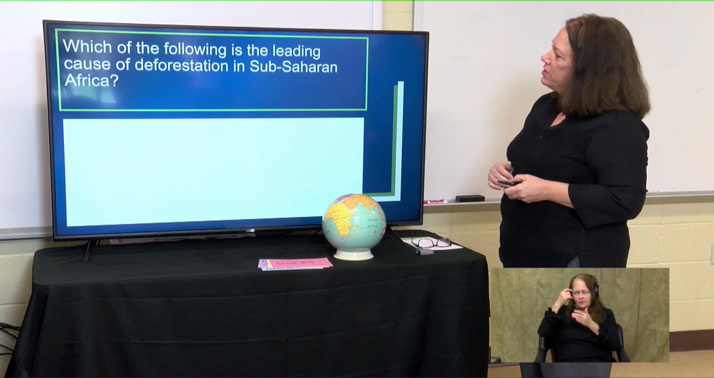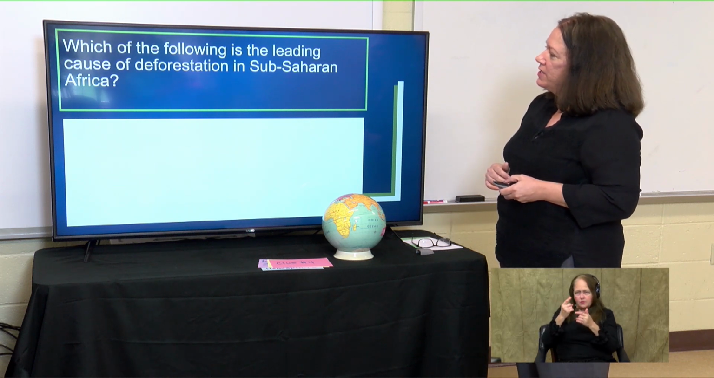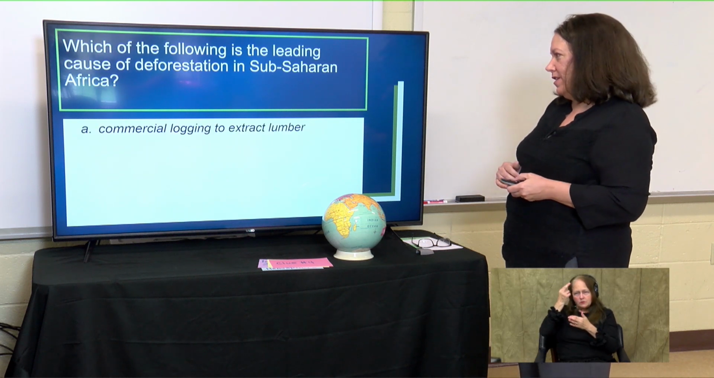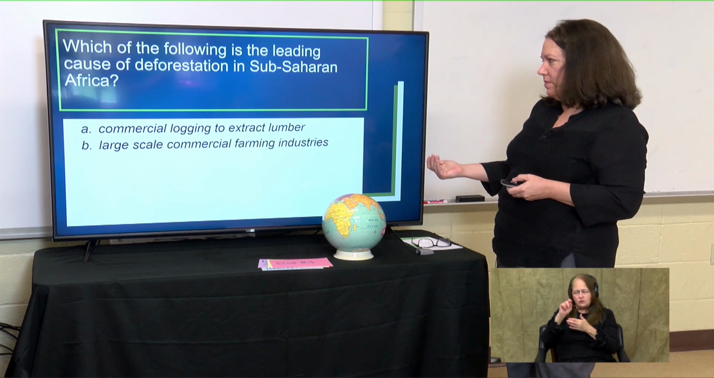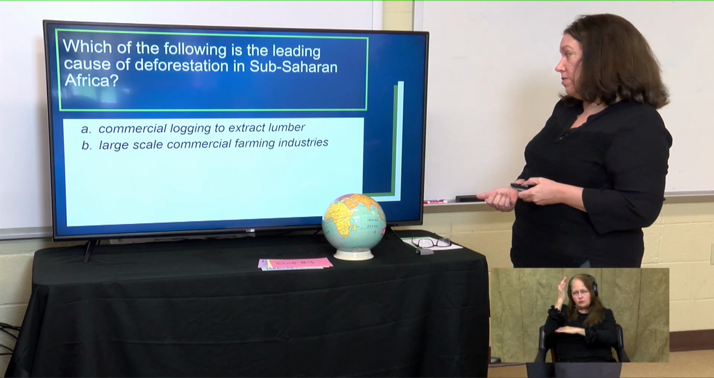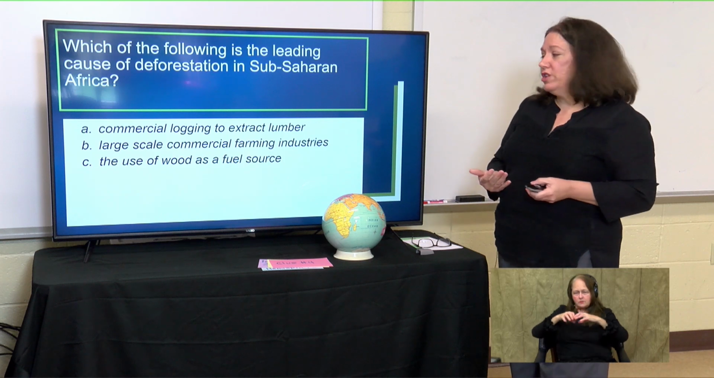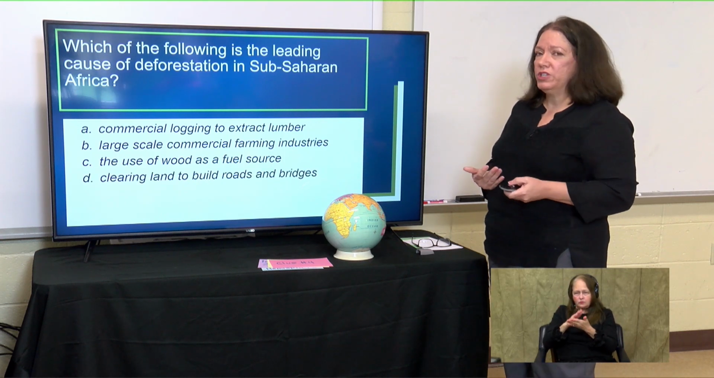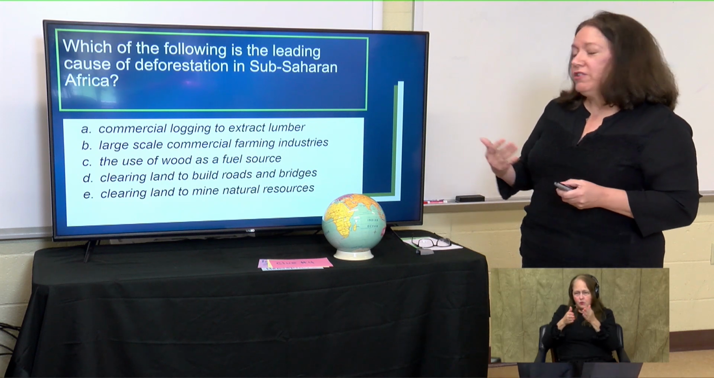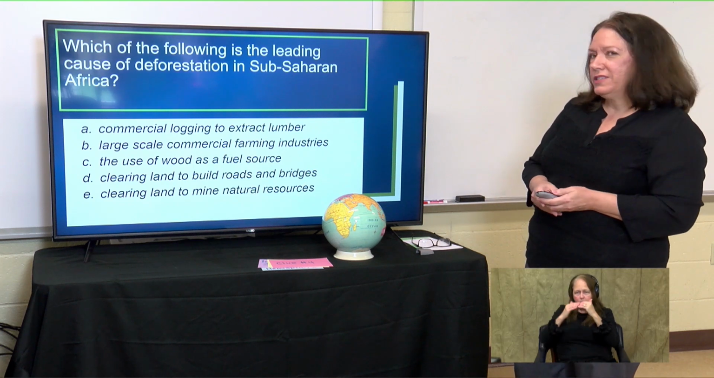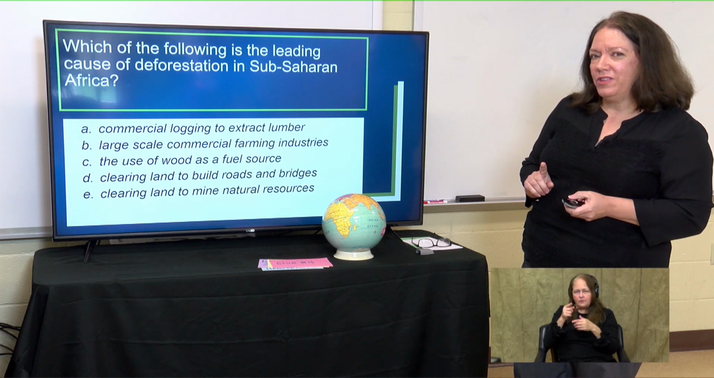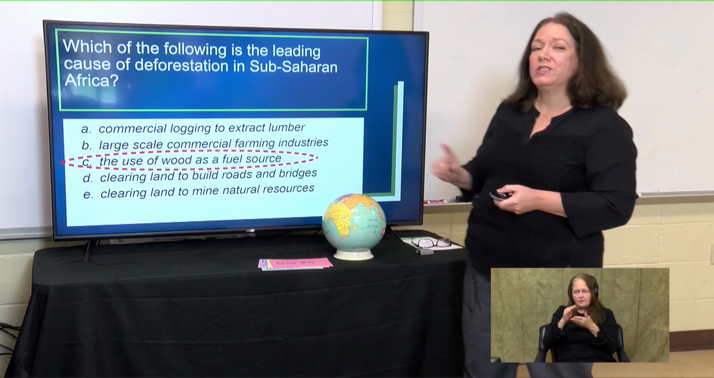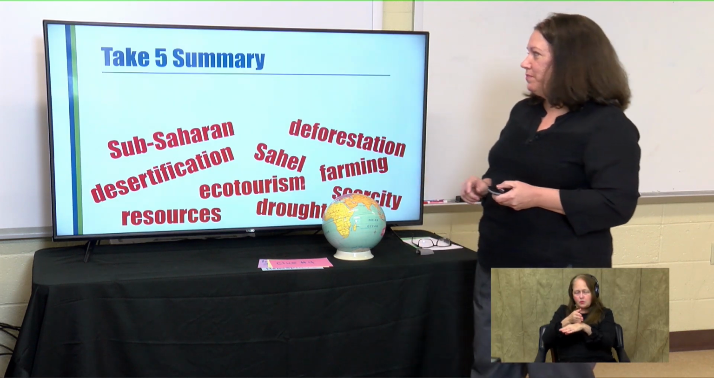And then finally, which of the following is a leading cause of deforestation in sub-Saharan Africa? Commercial logging, large-scale commercial farming, the use of wood as a fuel source, clearing land to build roads and bridges, or clearing land to mine the resources? And if you were listening carefully, you'll know that the answer was the use of wood as a fuel source.